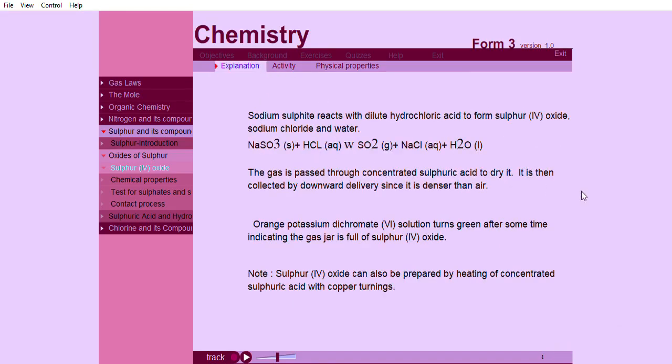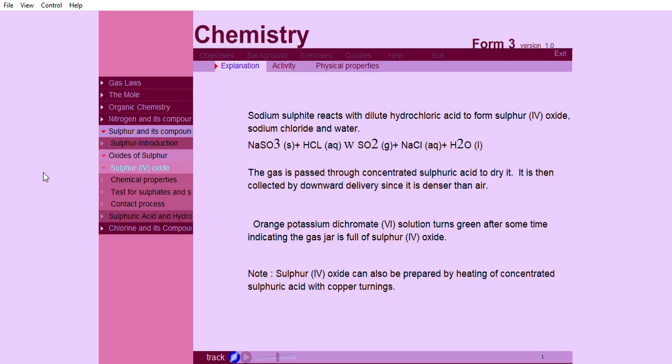Sodium sulfite reacts with dilute hydrochloric acid to form sulfur 4 oxide, sodium chloride and water. The gas is passed through concentrated sulfuric acid to dry it. It is then collected by downward delivery since it is denser than air.